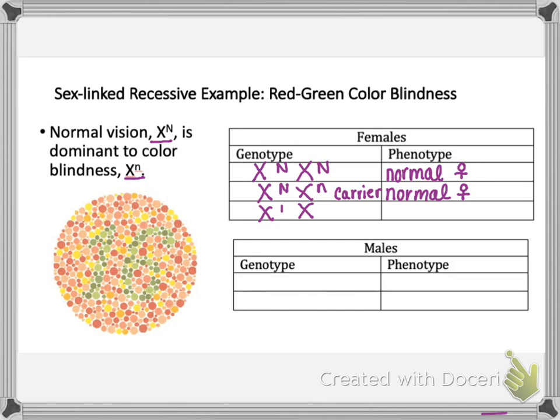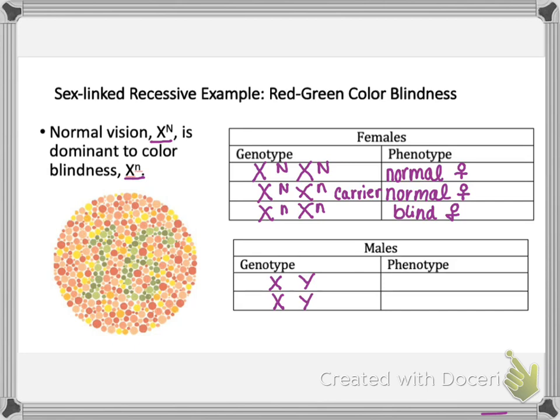The last option, a rare option, is a colorblind female. She would have to receive two recessive alleles. I don't have enough room to write it all out, so I'm just going to call her a blind female. Now, it's rare because she would have to receive two recessive alleles, one from her mother and one from her father, in order to be colorblind. So it's going to be a much lower rate of occurrence than with males. Males, on the other hand, are XY.